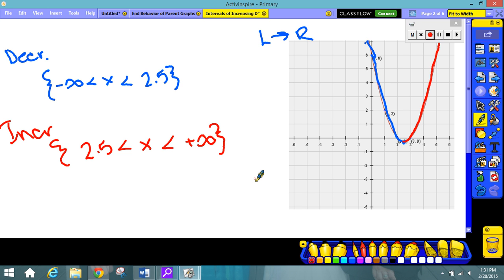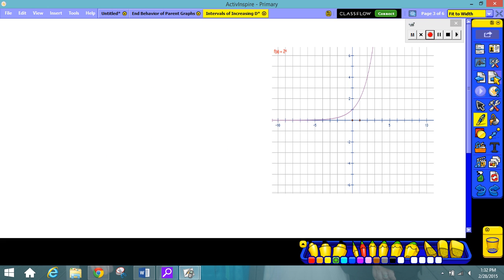We know with other polynomials, sometimes there can be more than one area where it decreased and more than one area where it increased, depending how many turning points. And this portion right here is considered the turning point, the point where it stopped decreasing and then began to increase. Let's look at some other parent graphs.